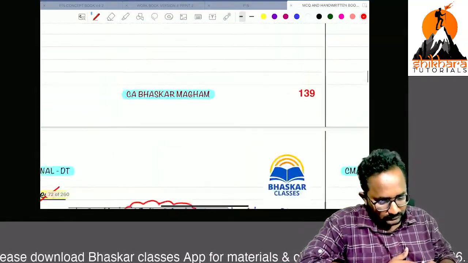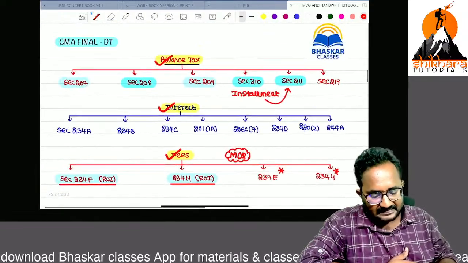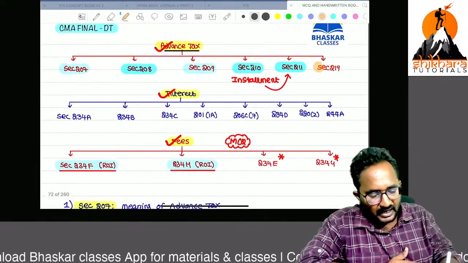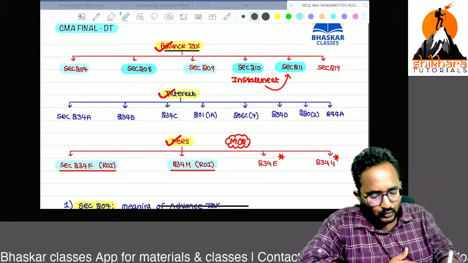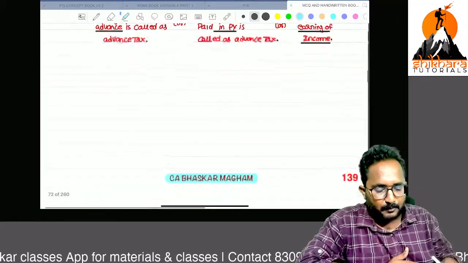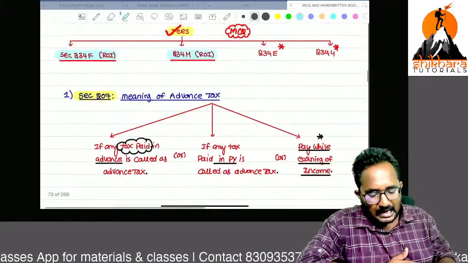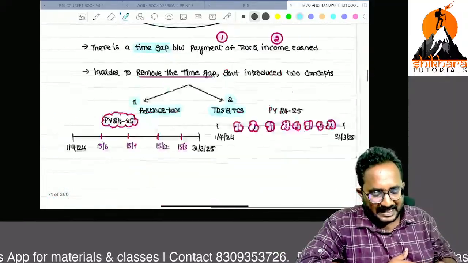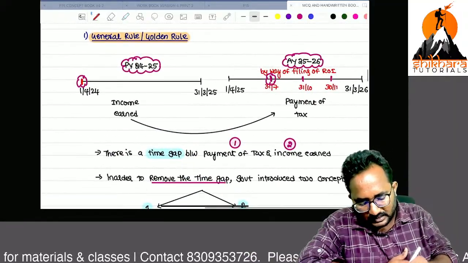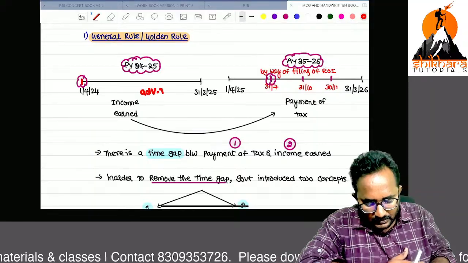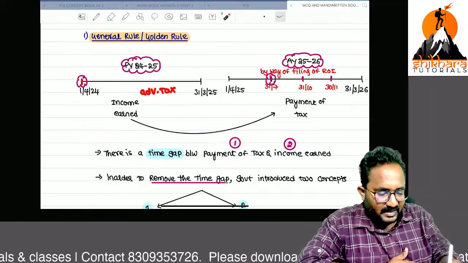Next one. We can discuss the last section, 219. Shall we start the 219 discussion? It is also important. Sir, already I paid some amount of tax as advance tax during the previous year. Do I need to pay again in that assessment year?